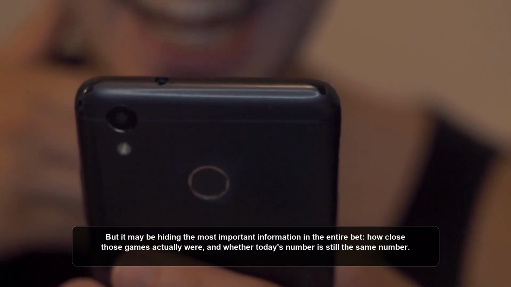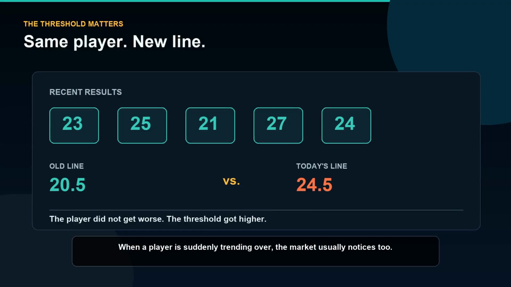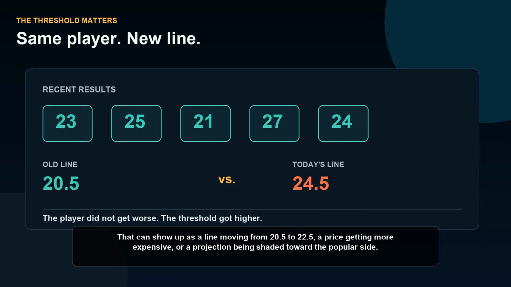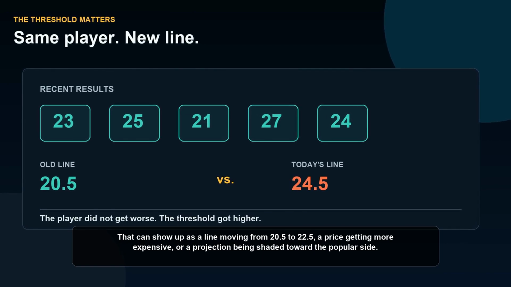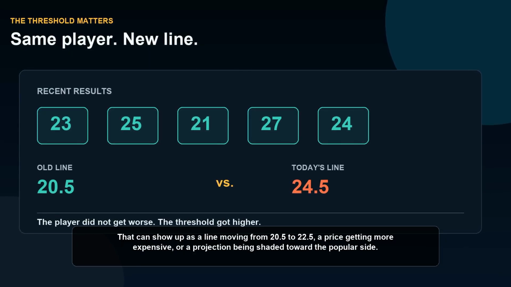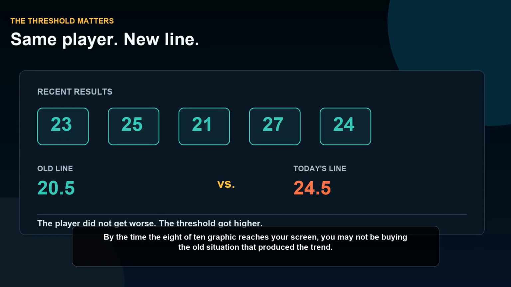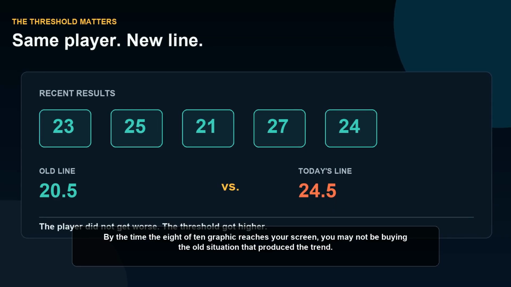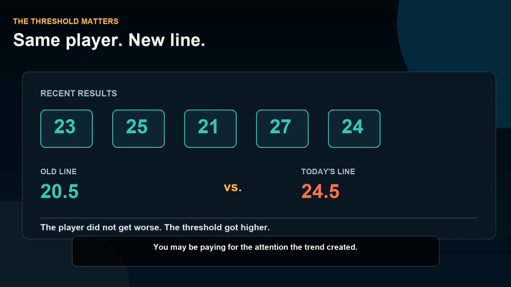When a player is suddenly trending over, the market usually notices too. That can show up as a line moving from 20.5 to 22.5, a price getting more expensive, or a projection being shaded toward the popular side. By the time the 8 of 10 graphic reaches your screen, you may not be buying the old situation that produced the trend. You may be paying for the attention the trend created.